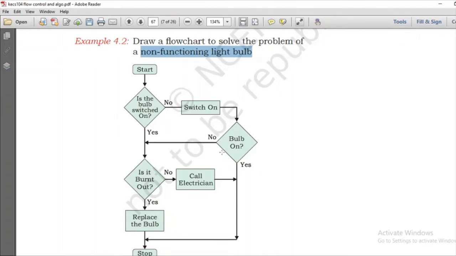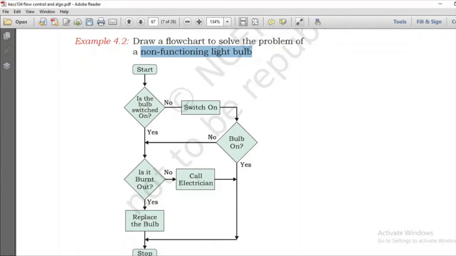Then you will check, make another decision whether the bulb is on or not. So we can say that the bulb is on. Yes, the bulb is on, so you can stop. But what happens if the bulb is still not on?